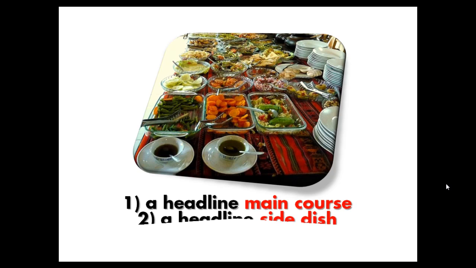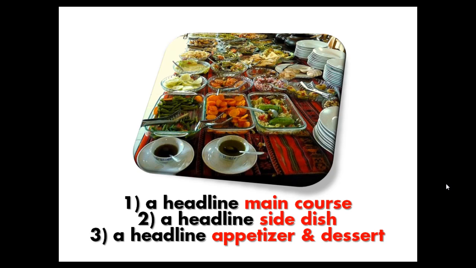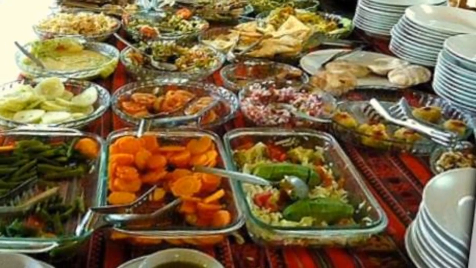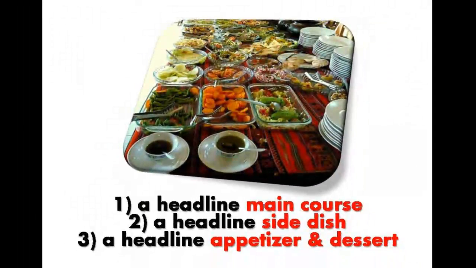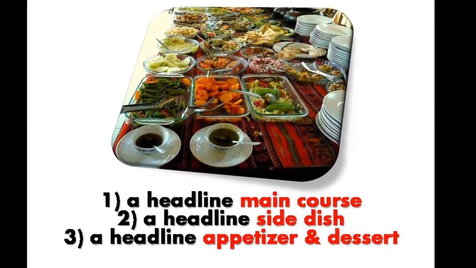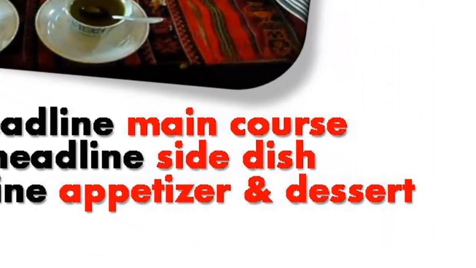one that's composed of number 1, a headline main course, number 2, a headline side dish, and number 3, a headline appetizer and dessert. The whole shebang and enchilada of trigger words that describe your offer and sales message to a whole new level. Or you could just choose to serve some portions of the headline.